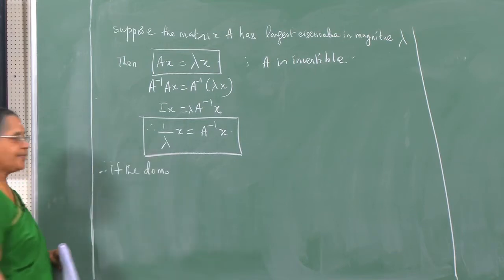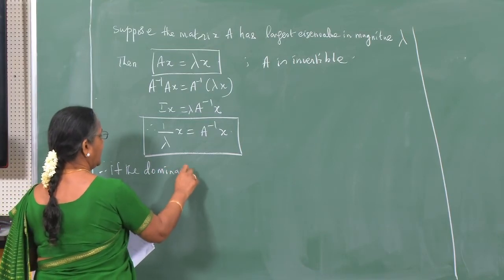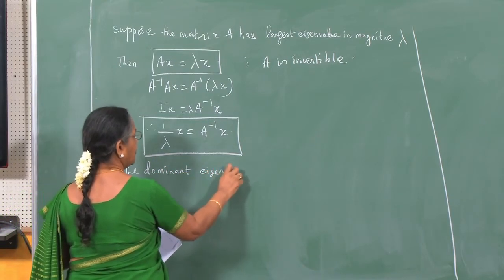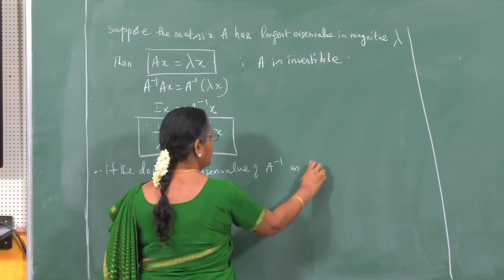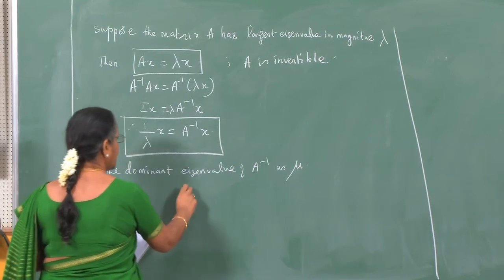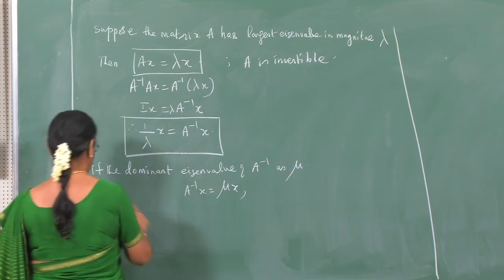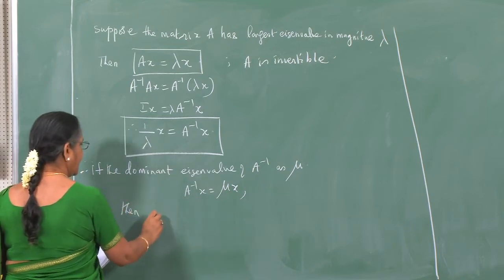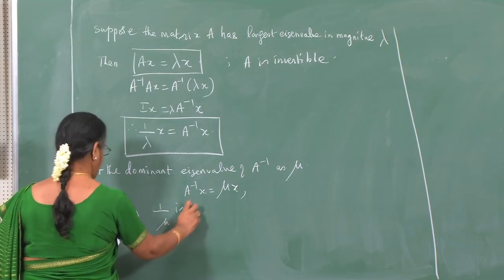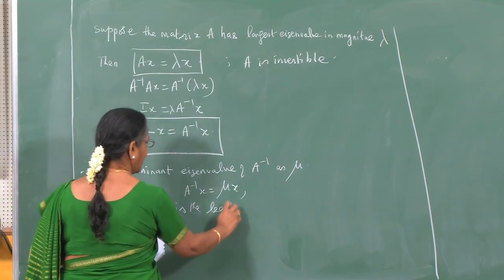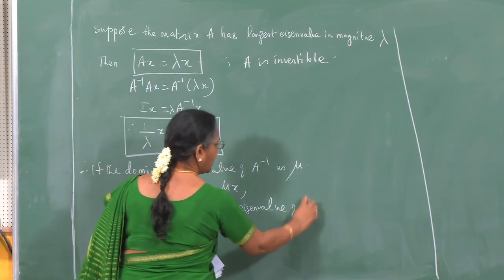If I call the dominant eigenvalue of A inverse as mu, so that A inverse x is equal to mu x, then it is clear that 1 by mu is the least eigenvalue of the matrix A.